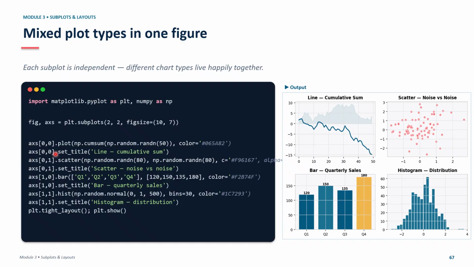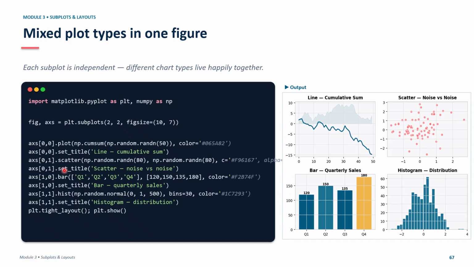So axes of 0 comma 0, the plot function will always create the line plot. This line plot will make the cumulative sum of the random values. It will create a line plot with the random numbers. I've given the random number as 50, so it is going to give me a cumulative sum, the line plot, with the figure title line of cumulative sum. Okay, so this is the line chart that I get.